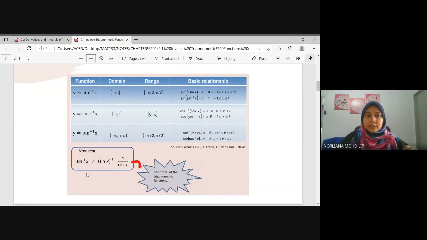Okay, note that the sine inverse of a trigonometric function is not equal to sine x to the power of -1. It's not 1 over sine x. It's not the reciprocal of the trigonometric function. This is another new function. Dia bukan 1 over sine. Untuk ni sine inverse.